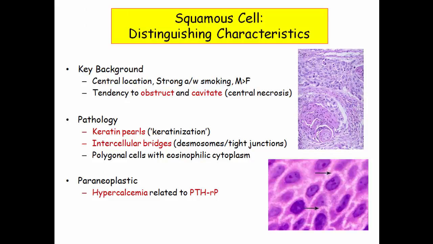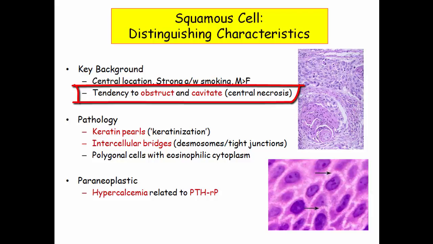Its central location and association with smoking won't help. Male predominance doesn't help. The tendency to obstruct and cavitate does help. The tumor grows big. It grows bulky. It obstructs regional structures like airways.